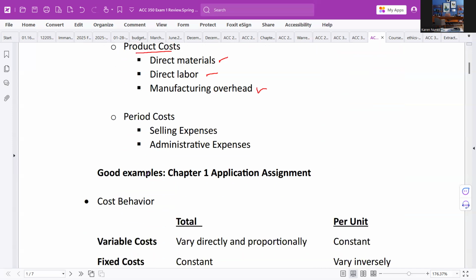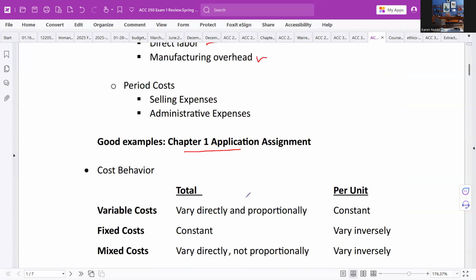And one of the things that you really want to do is go back and take another look at chapter one, at the chapter one application assignment. There's a lot in that assignment that you need to be very comfortable with, and I've reproduced a couple of the problems here. But in chapter one, we also looked at cost behavior.